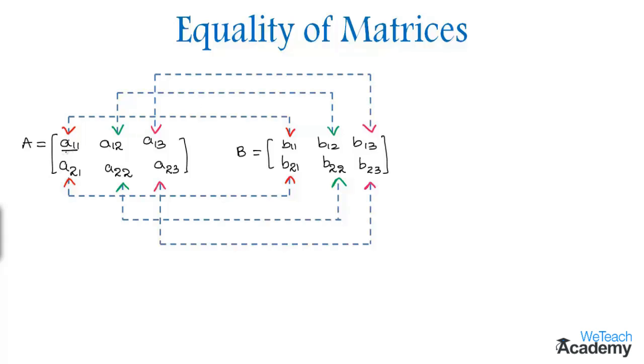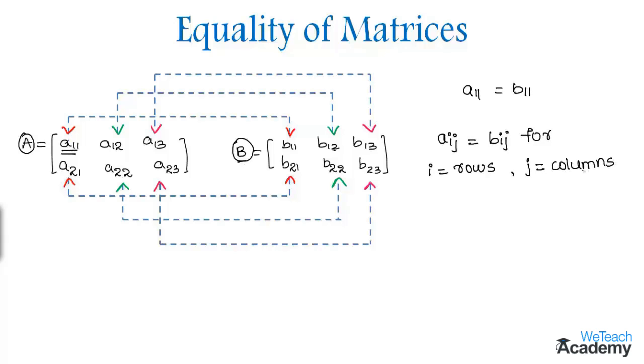And here we can see that the corresponding element A11 is equal to B11, and these elements are equal. So that implies we can say that the matrices A and B are equal. Both matrices are equal if and only if Aij is equal to Bij, where i represents the rows and j represents the columns. So for the matrix A, we have the rows 1, 2, whereas we have the columns as 1, 2, 3.